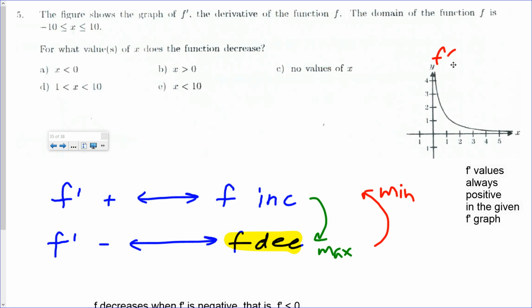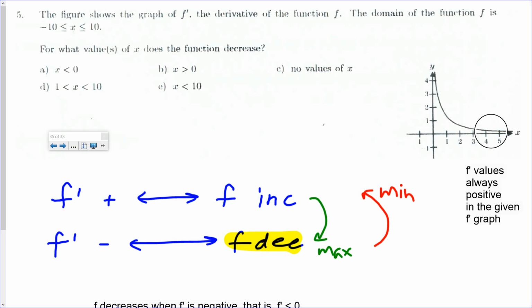This again is f prime. Before we look at the question, because when we look at the question we'll get all confused, let's just look at the picture. Where is f prime positive? That's where f prime is greater than 0. Guys, where is f prime negative? No place. There's no place where f prime is negative. Everybody good with that?